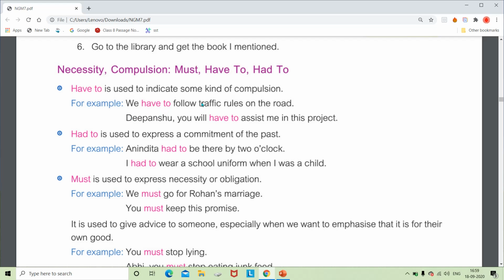And you can see after have to we have used V1, follow. The next example: Dipanshu, you will have to assist me in this project.